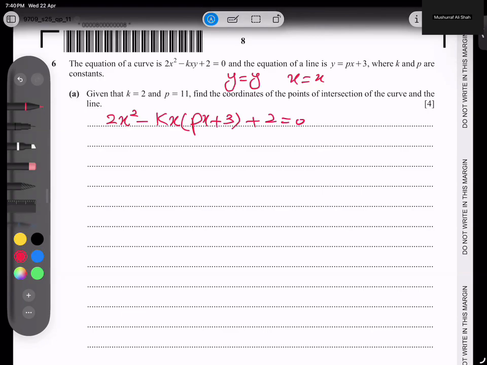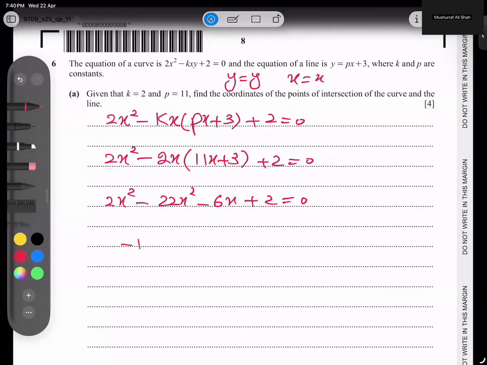Okay, now multiplying inside, but at the same time, I have to plug in the k value and p value. So what is the k value? The k value is 2. And the p value is 11. So 11x plus 3. So now I'm going to do it completely. First of all, this one, and negative 22x to power 2 and negative 6x and plus 2 is equal to 0. Once again, the k value is 2, correct, okay, and the p value is 11. So 22x square and 6x.